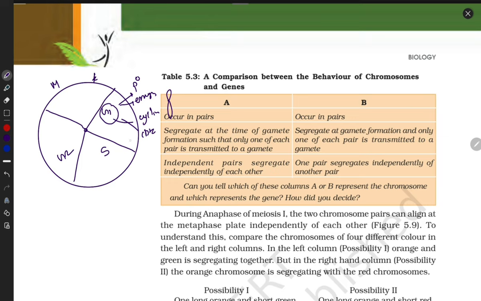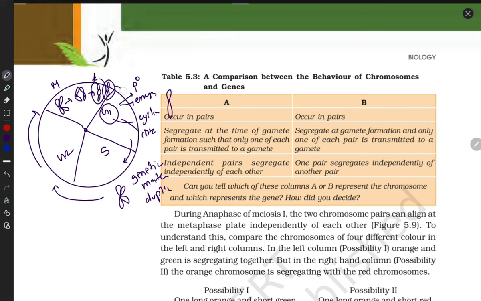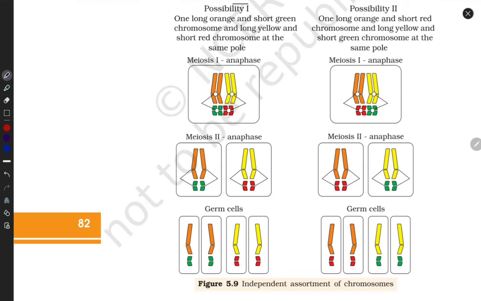Now, when the cell enters S phase, they duplicate. Genetic material duplicates. They enter this phase and then they enter meiosis. In the meiosis phase, they segregate and reach different cells. And again this phase comes. Simple. Very simple, guys. Okay, look at here in detail.